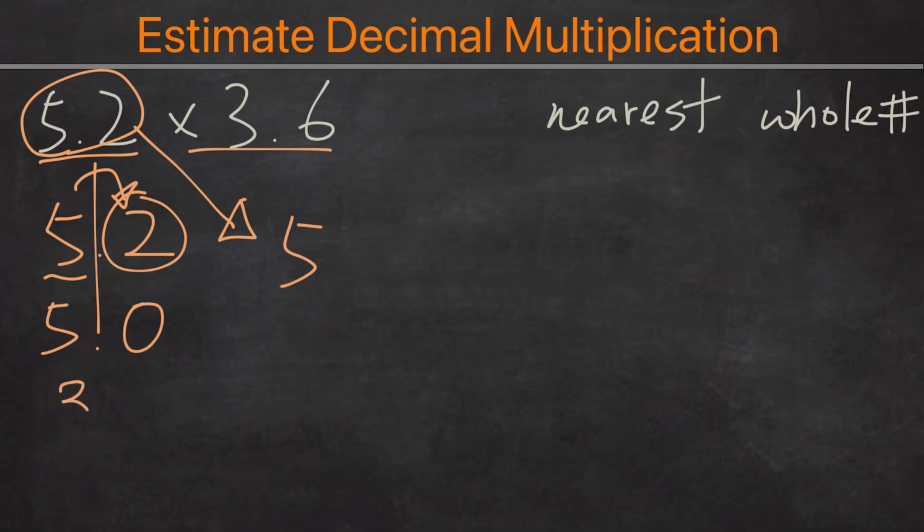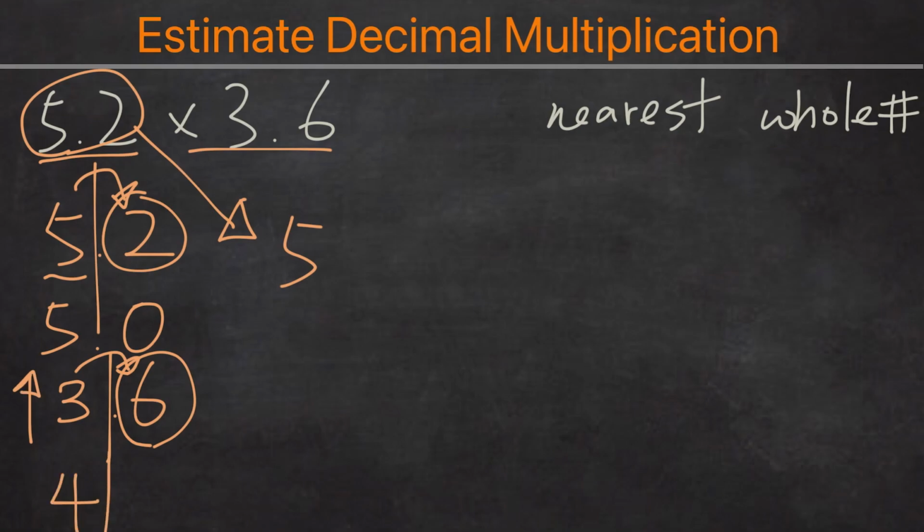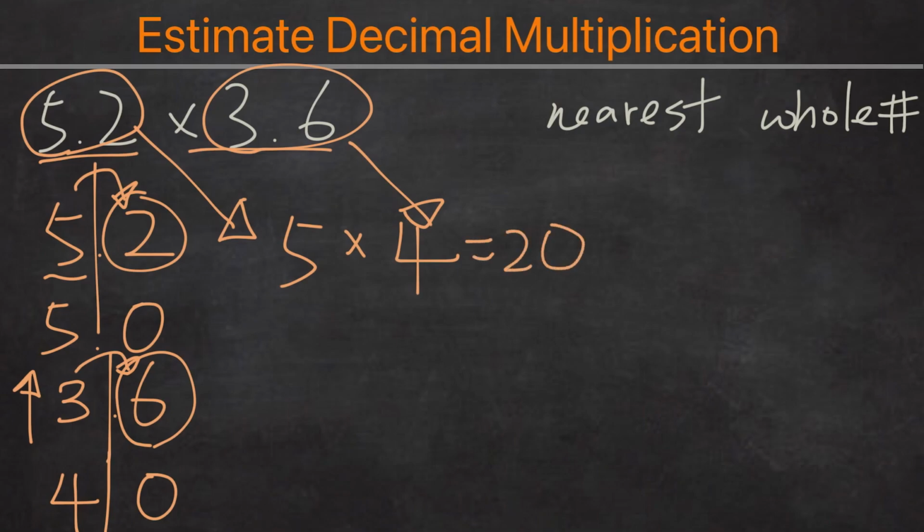Now what about 3.6? We're doing the same thing. Looking at the number to the right, 6 is 5 or more, raise the score. So we're going to raise the 3 by 1 and make it 4. And 6 will become 0, as the number has been rounded. So 3.6 in this case would be 4. So then we just take 5 times 4 equals 20. And our estimate answer would be about 20. And we use this symbol for approximation. It's not exact. It just means that it's about 20.